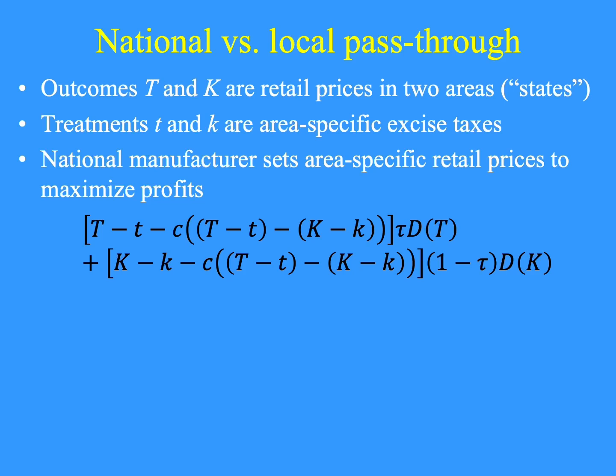Both areas have the same per capita demand curve, but different retail prices. I'm coloring the wholesale prices. The profit from an area depends on the wholesale price in that area, which is the difference between the retail price and the excise tax.